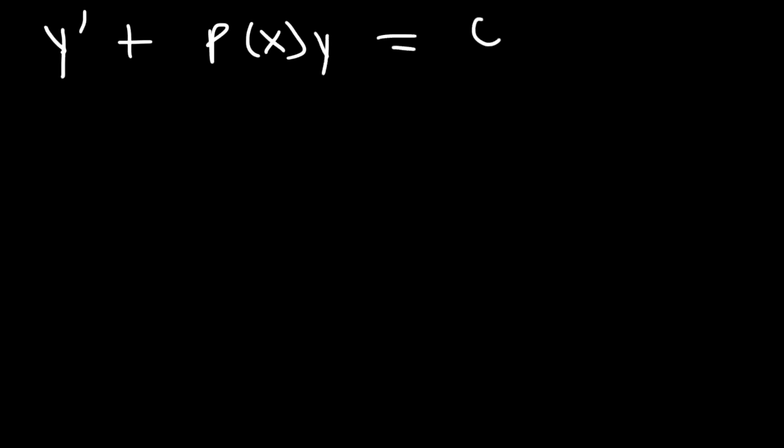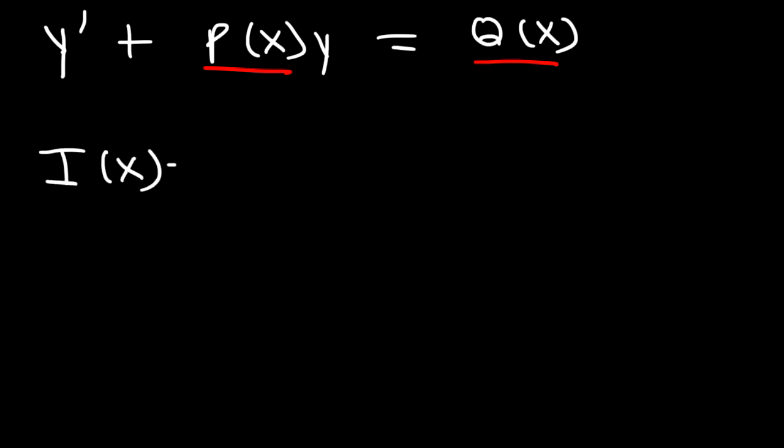In this video, we're going to talk about how to solve first-order linear differential equations. Now, the first thing you need to do is write it in standard form, and that is y prime plus p of x times y, which is equal to q of x. Now, once you have it in standard form, you need to identify the functions p of x and q of x.